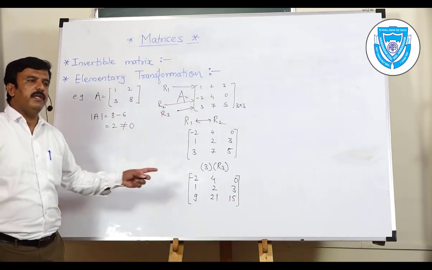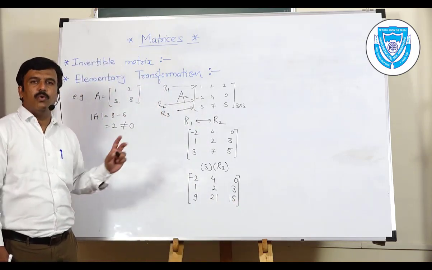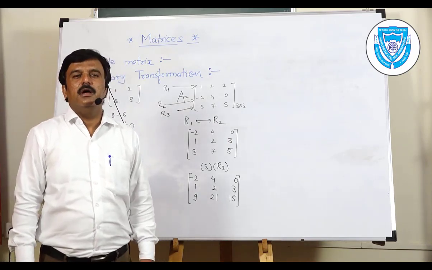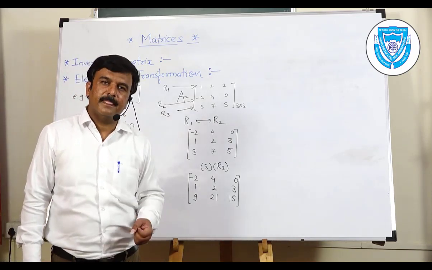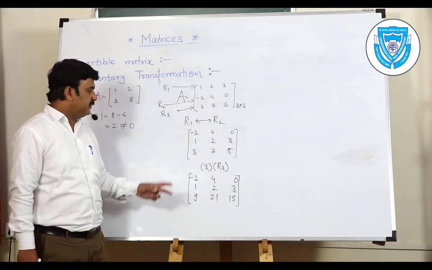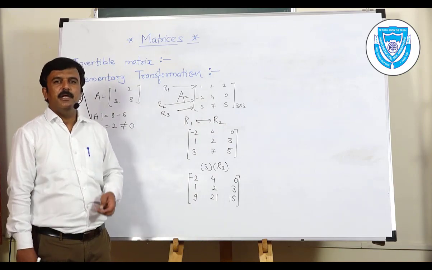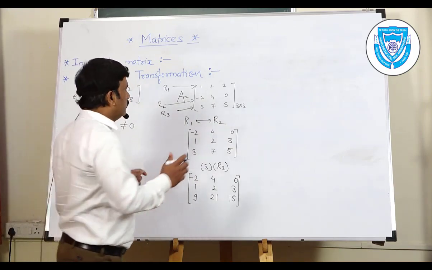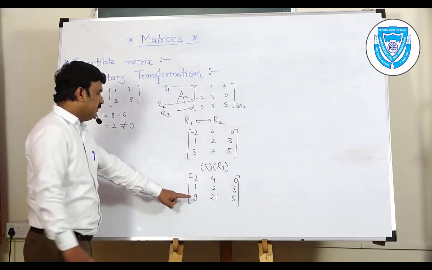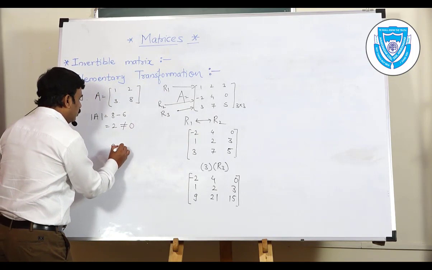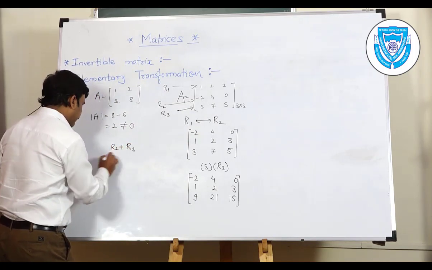This is how we can multiply any row or any column by any non-zero scalar, as per the requirement and convenience. This is the second operation that we can perform. The third operation is that we can add or subtract any two rows. Suppose, let us perform the operation on this matrix only. Let us perform this operation, that is R2 plus R3.